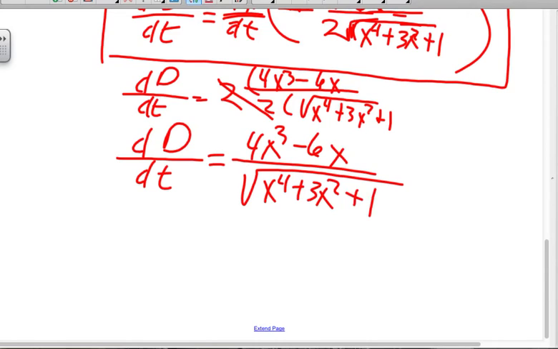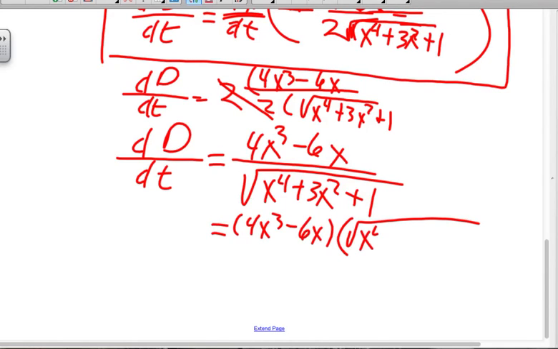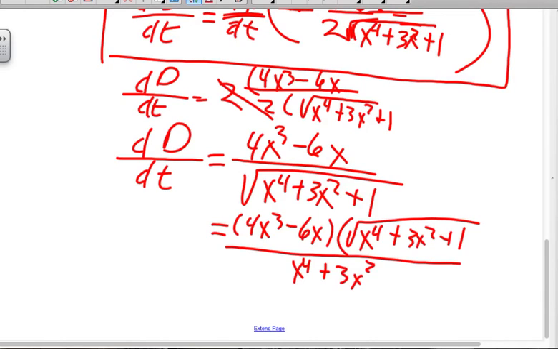And if you rationalize that, we just multiply by this thing, you would end up with 4x cubed plus 6x times the square root of x to the 4th plus 3x squared plus 1 all over x to the 4th plus 3x squared plus 1. And so now, if someone gives you an x, you can plug it into this mess and tell them what the rate of change of distance is at that point, the instantaneous rate of change of distance. You should get the information you need to do the first part.